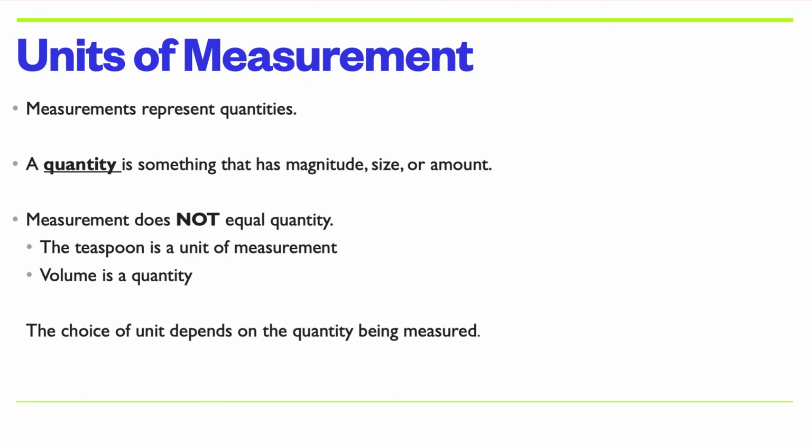Units of measurement. Measurements represent quantities, and a quantity is something that has magnitude, size, or amount. Measurement does not equal quantity. The teaspoon is a unit of measurement. Volume is a quantity. The choice of unit depends on the quantity being measured.